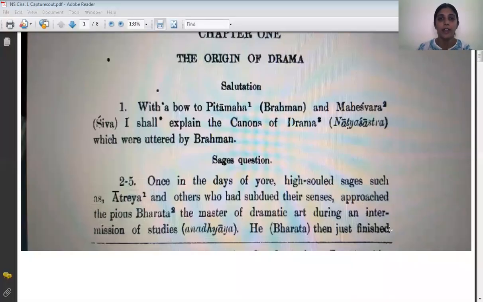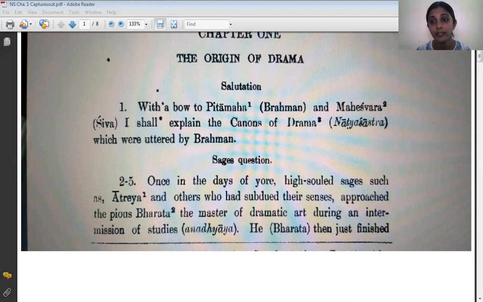And the sages question that. Once in the days of yore, high souled sages such as Atreya and others, we are familiar with this Guru Shishya Parampara in the ancient times. They used to study by living in the hermitage of their guru. And once in the free time, this Atreya and other rishi, they approached Bharat Muni.